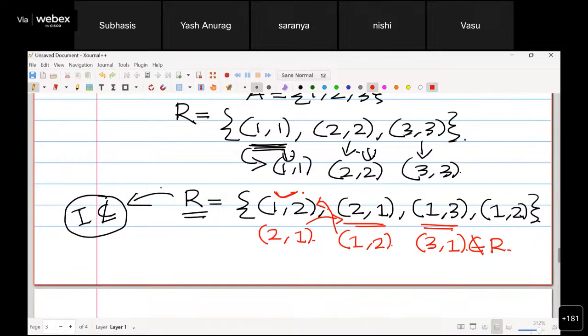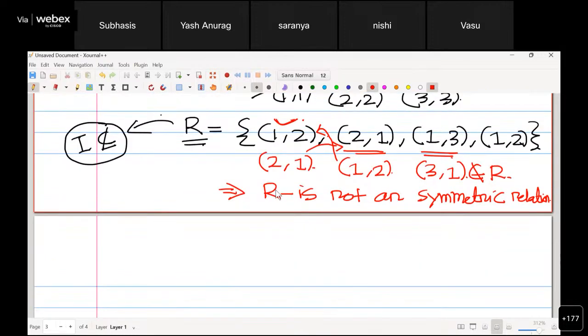Now I can stop. I don't have to check the rest, since there is at least one (a, b) for which (b, a) is not in R. So that's why R is not a symmetric relation. Because for (1, 3), if I flip, I get (3, 1), which is not in R. Sorry, R is not a symmetric relation.